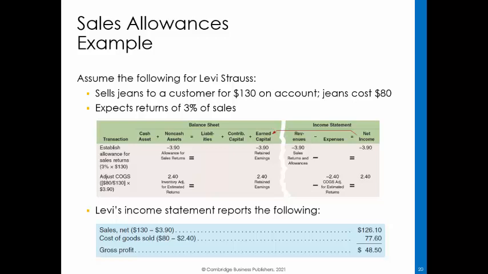Net sales revenue would be $128.10, the gross sales revenue of $130 minus the estimated returns of $3.90, and cost of goods sold would be $77.60, the gross cost of goods sold of $80 minus the estimated returns of $2.40. Thus, the gross profit after allowance for sales returns would be $48.50.